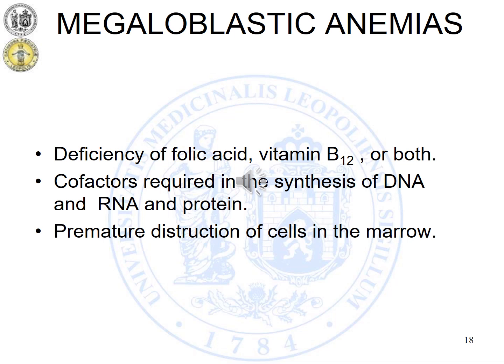In contrast to microcytic anemia, megaloblastic anemia is caused by the deficiency of folic acid, vitamin B12, or a combination thereof. Both substances are cofactors required in the synthesis of DNA. Ineffective erythropoiesis results from arrest in the development or premature death of cells in the bone marrow.